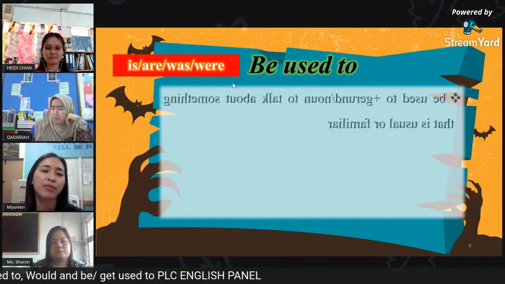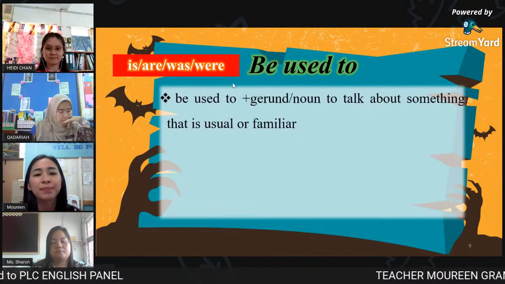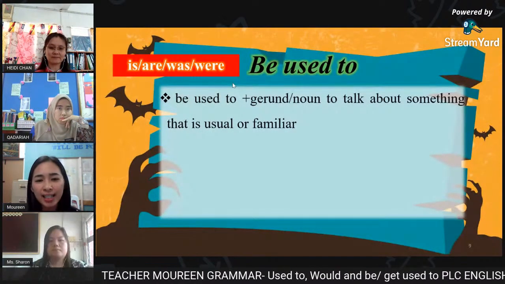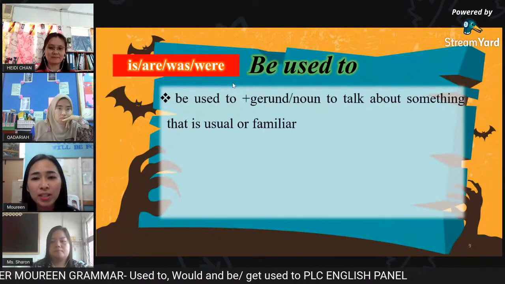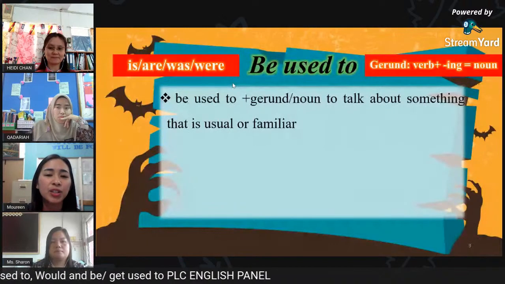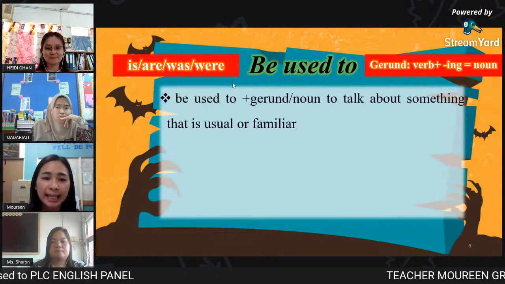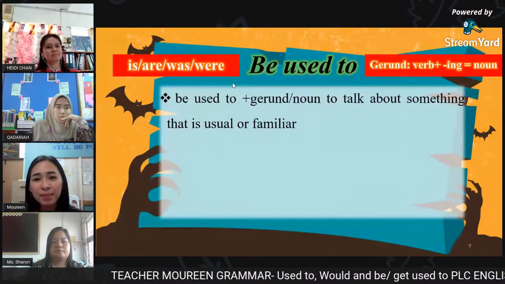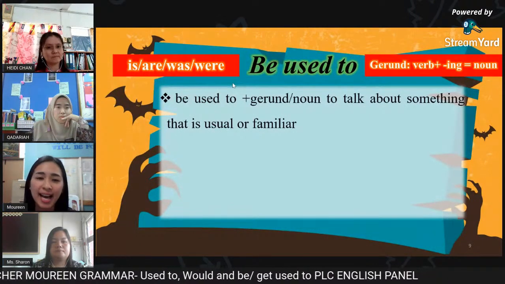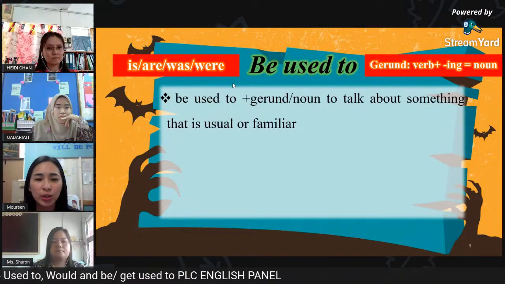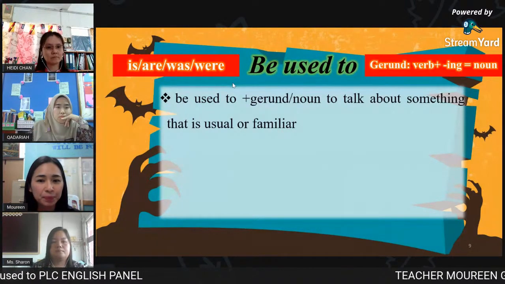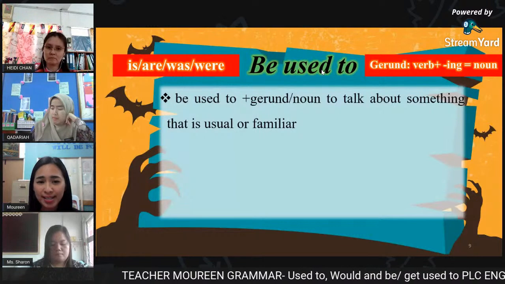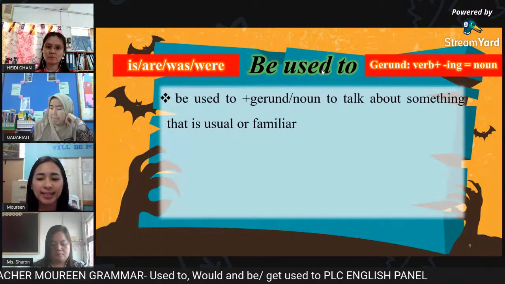Let's look at the explanation or the formula. Be used to must be followed by a gerund or noun to talk about something that is usual or familiar. Maybe you are not sure what a gerund is. Let me just explain to you. A gerund is a verb plus ing, and it becomes a noun. For example, I like jogging. Jogging there is a gerund. Jog is the verb plus ing, jogging becomes a noun. So I like jogging, the noun. So it is called a gerund. Now this explanation you may not understand, but you will look at the example, you will understand.